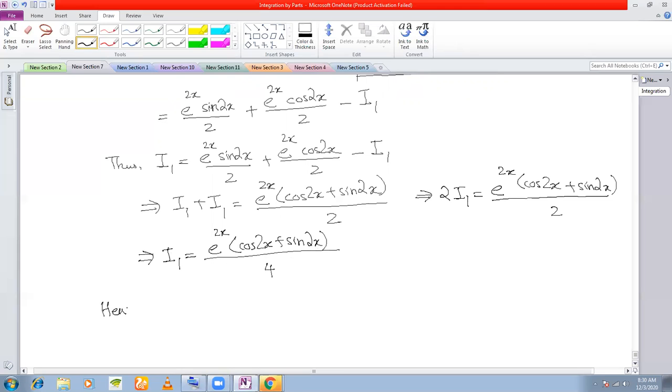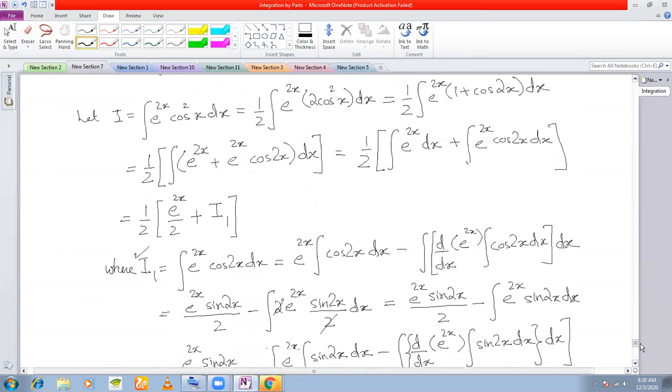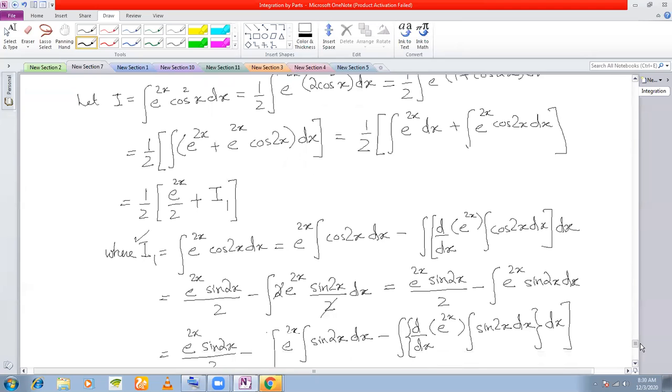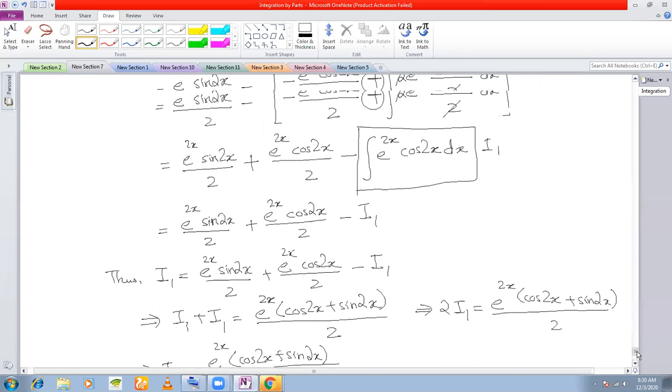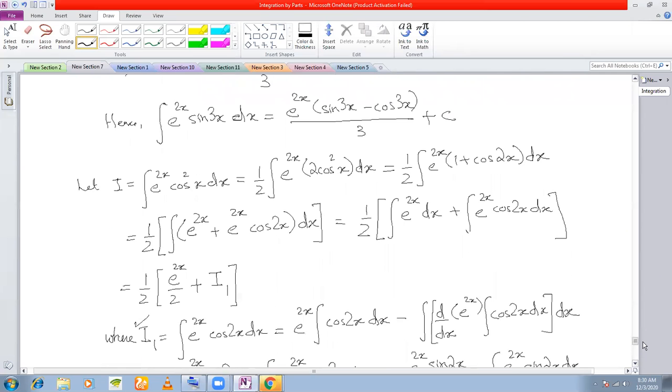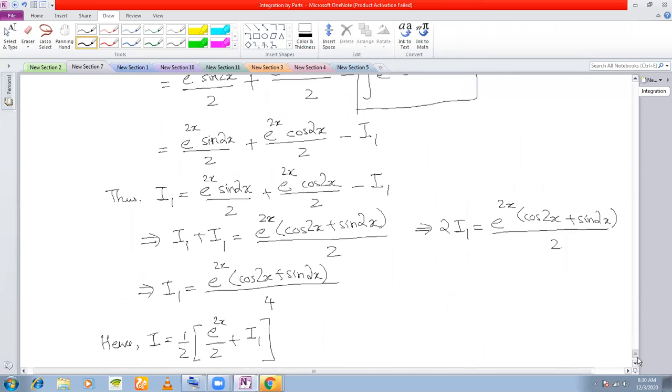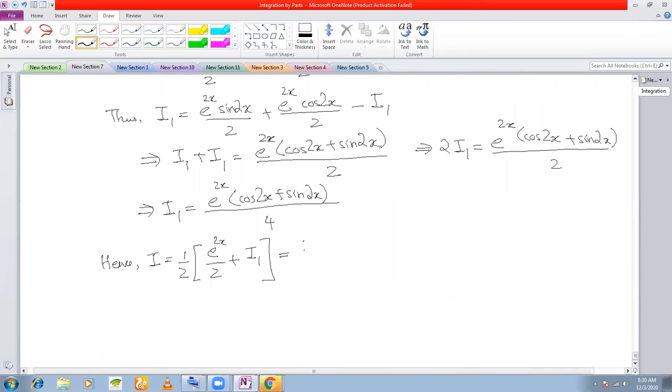Hence, what is I? What was I here in the last one? I was half e to the power of 2x by 2 plus I1. Let me check again if I have written it correctly. Yes, plus I1 only. So now you just put the values and it's done.